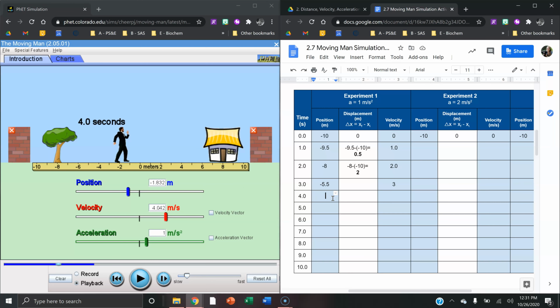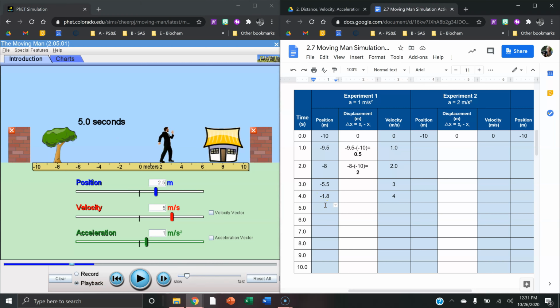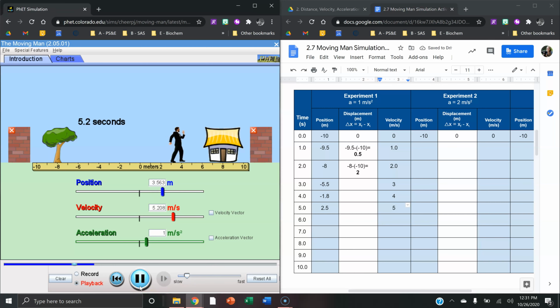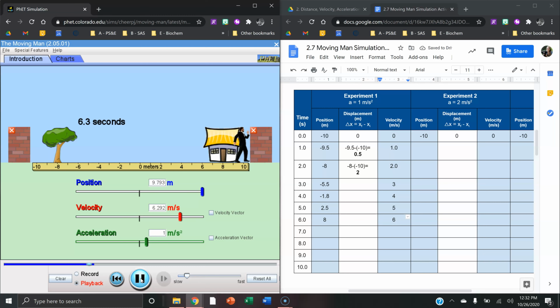Four seconds, again, I'm going to do a little bit of rounding, minus 1.8, and 4 for my velocity. At 5 seconds, my position is 2.5, my velocity is 5. And at 6 seconds, my position is 8 meters, and my velocity is 6. And then he hits the wall before we reach 7 seconds. So I'm going to go ahead and leave the rest of my data blank. All right, we'll reset to do experiment two.